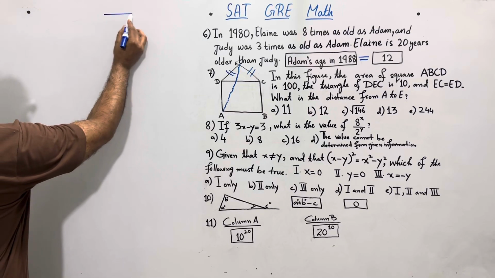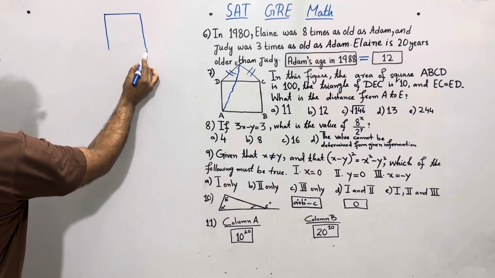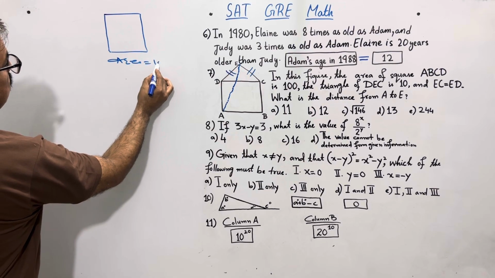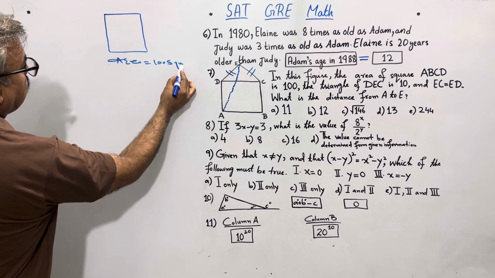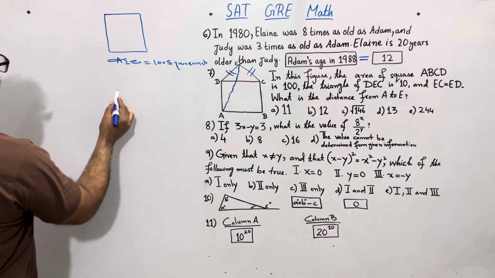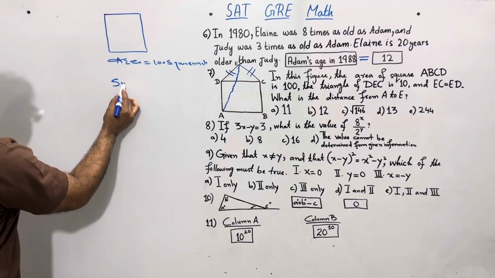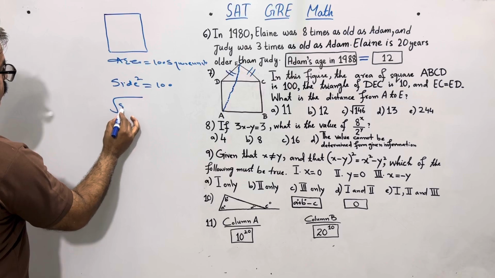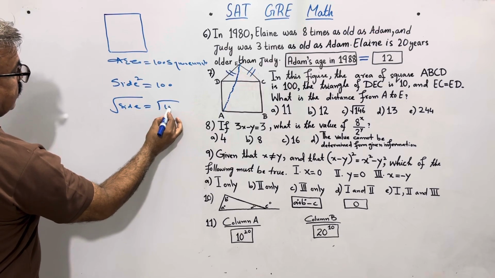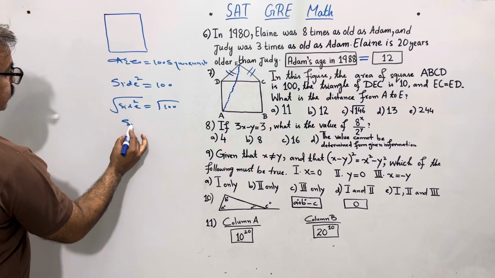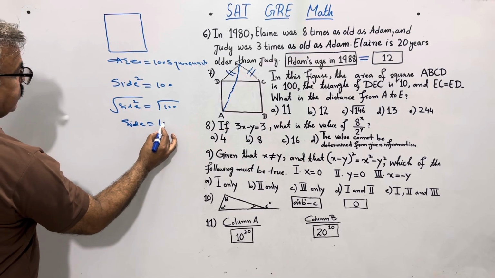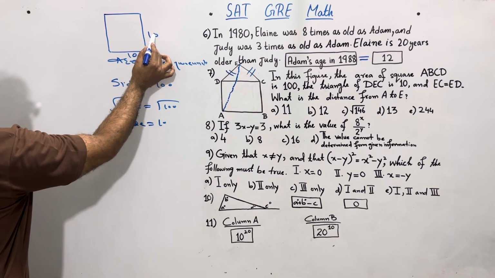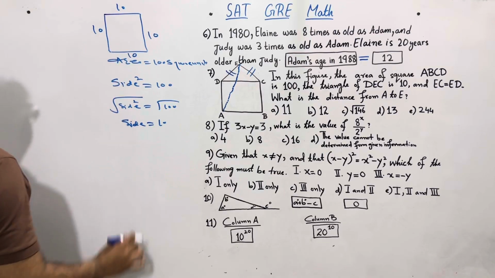We have been given a square having area 100 square units. Area of a square is given by side squared is equal to 100. Taking square root on both sides, we have side is equal to 10 units. So each side is of 10 units, because in a square all sides are equal.